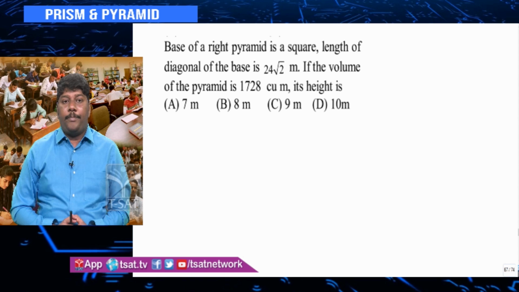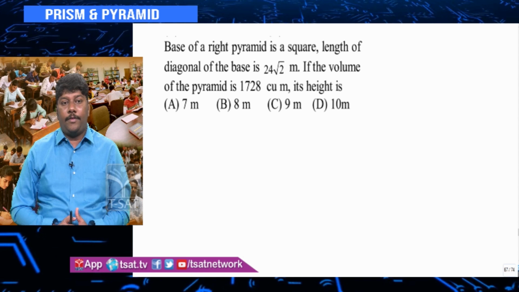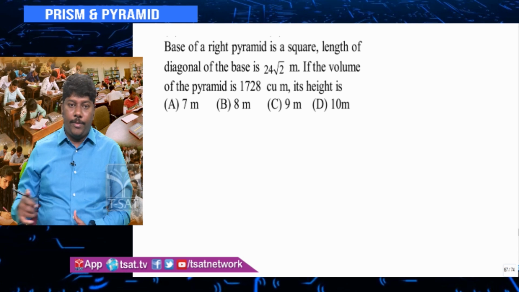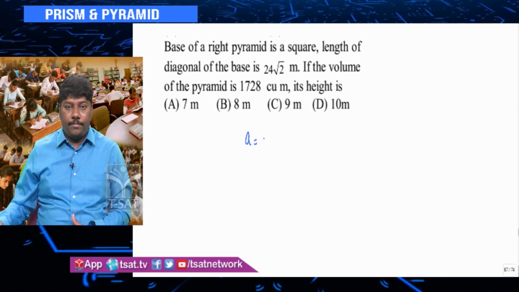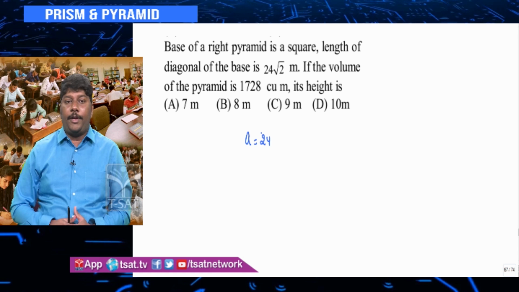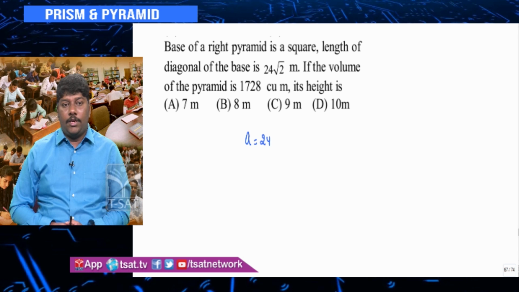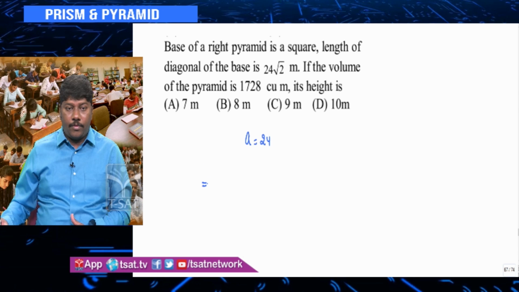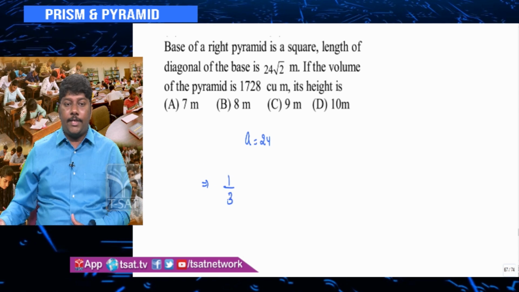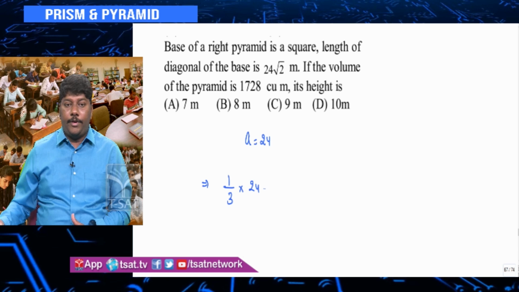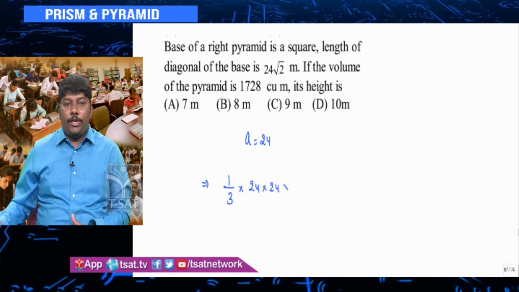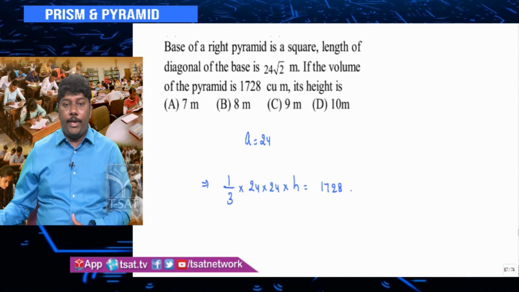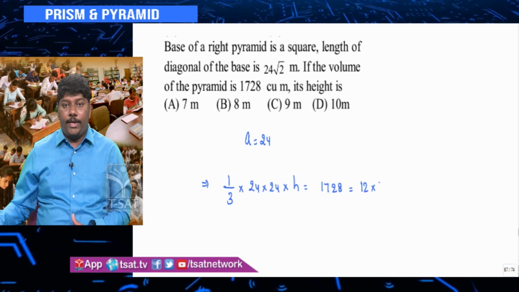See this sum. The base of a right pyramid is a square. The length of the diagonal of the base is 24√2. Square diagonal is 24√2, which means the side of the square is 24. The volume of the pyramid is 1728 meter cube; find its height. We all know 1/3 of base area, 24 into 24 into height, is equal to volume 1728. 1728 can be written as 12 cube, it is 12 into 12 into 12.